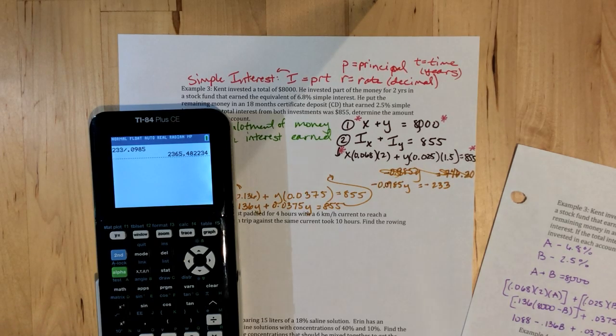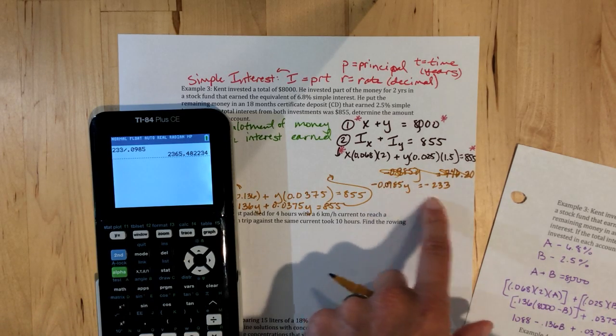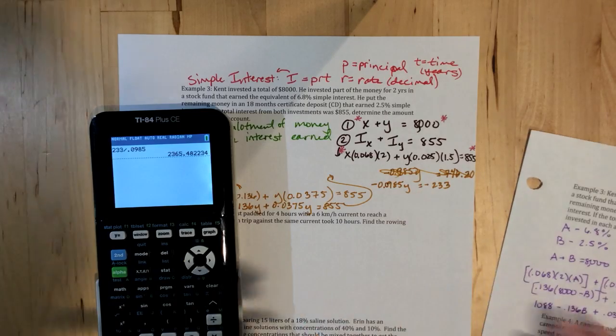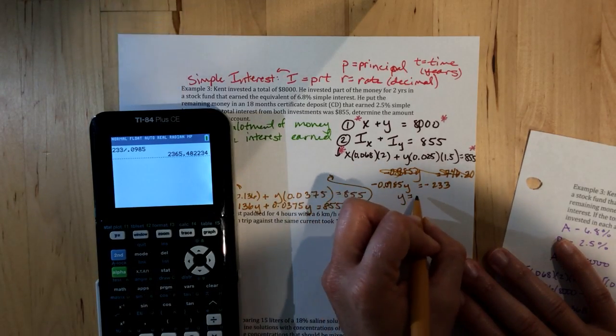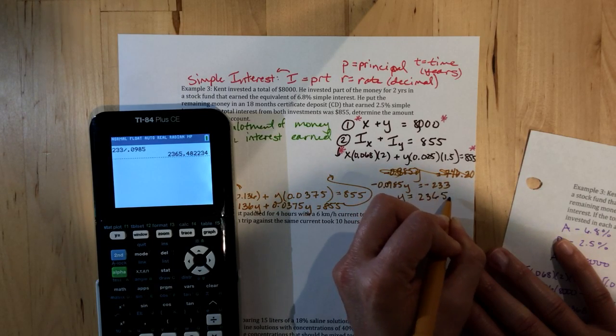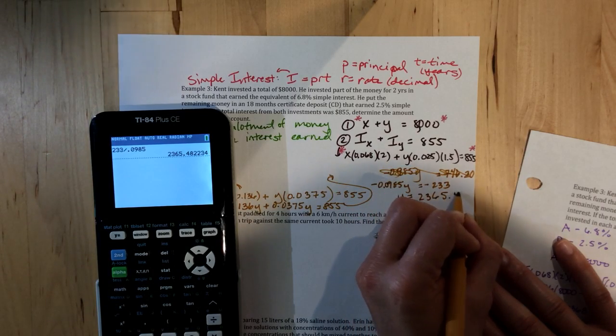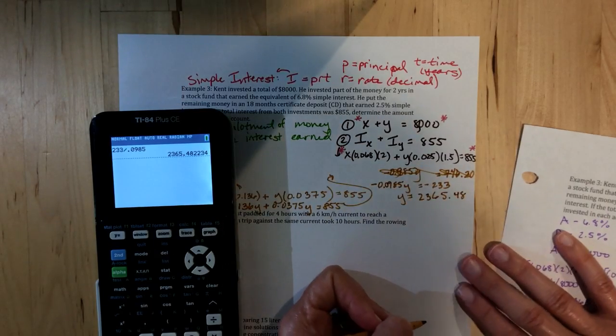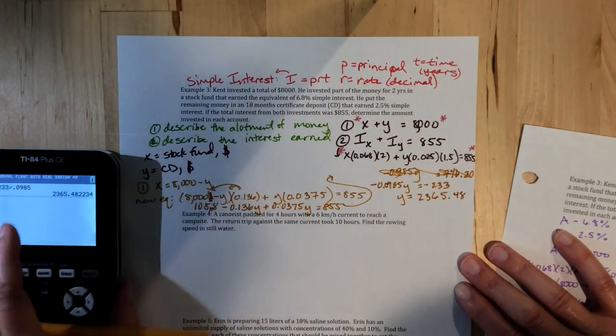Okay, there we go. Sorry, I had it all right. I was just punching it into the calculator wrong. Please forgive me. But in any case, so we've got y equals $2,365.48. But remember, this is how much we put into the CD.